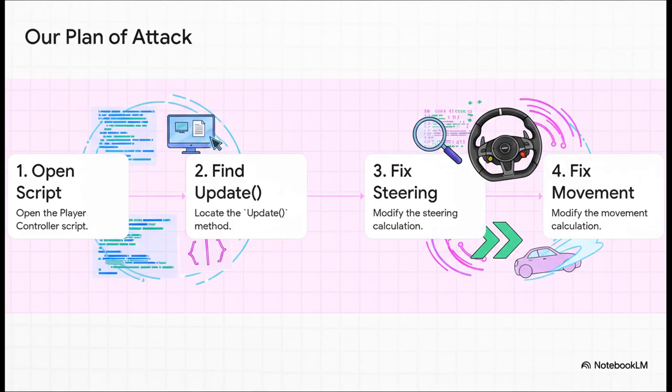You can just find it in your project window. Then, inside that script, we're going to find the update method, where all our movement logic lives. After that, we just need to change 2 little lines of code, one for steering left and right, and one for moving forward and back. That's it. It's a quick 2-step fix that solves the entire problem.